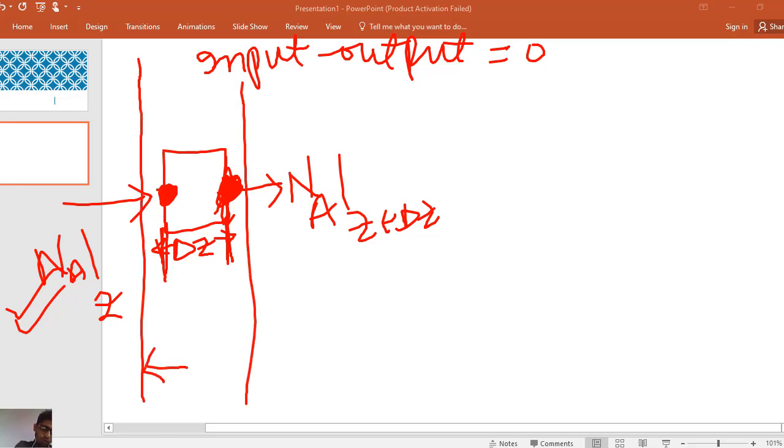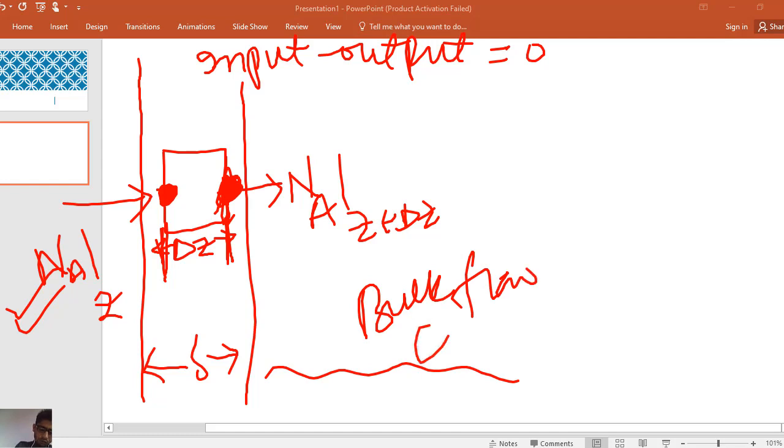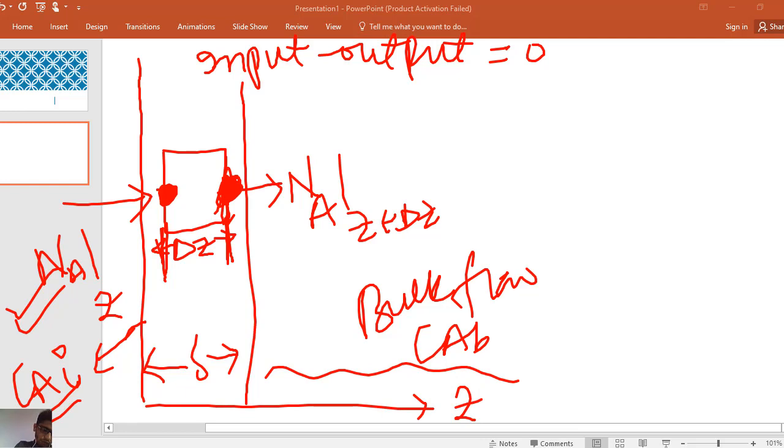a stationary film of thickness delta, and this was the bulk flow, and the concentration of A in the bulk was CAB. This was the concentration of A at the surface. This is the z direction. When z is equal to 0, the concentration of A is Ci. Similarly, when z is equal to delta, then the concentration of A will be CA. These are the boundary conditions. We will discuss this in this lecture.